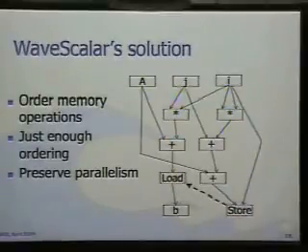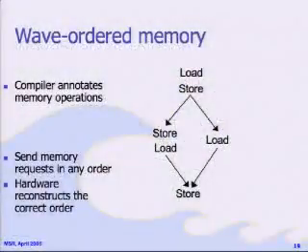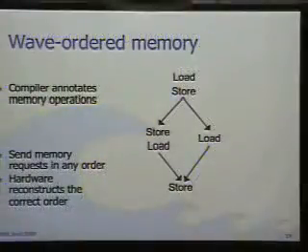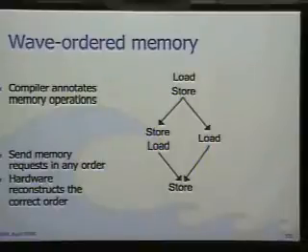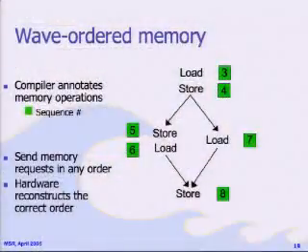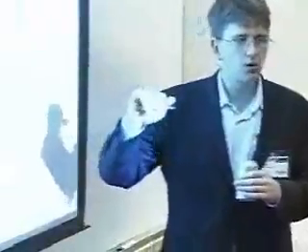So the solution that I devised that solves the data flow memory ordering problem and does a pretty good job of preserving parallelism is called wave-ordered memory. Wave-ordered memory works by having the compiler provide 3 annotations on each memory operation in the program. The first annotation is called a sequence number, and these numbers are unique across the memory operations, and they have the property that on all paths through the control flow of the program, they're always increasing.